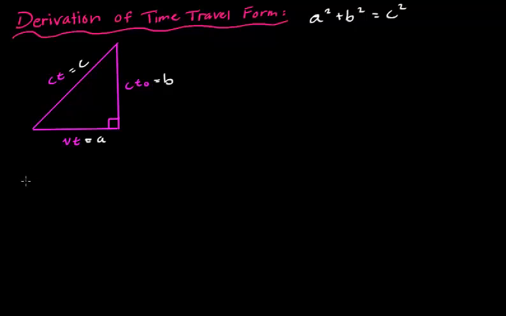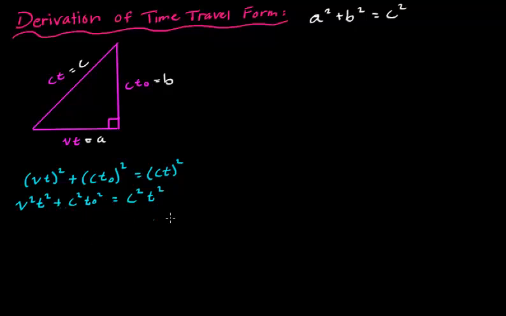Alright, so our a term is going to be vt quantity squared, plus our b term, which is c times t sub 0 squared. Our c term is ct squared. Okay, so let's just distribute the squared out. This is going to give us v squared t squared plus c squared t0 squared equaling c squared t squared.